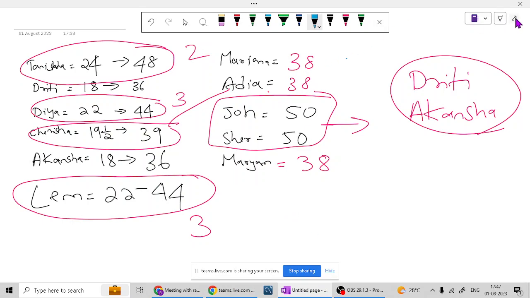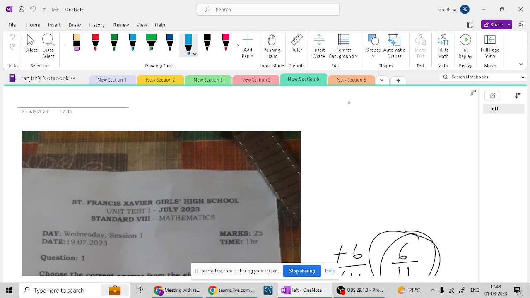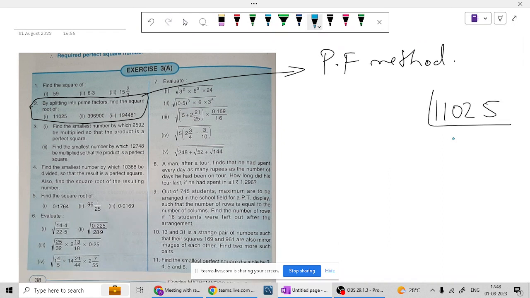First, we'll finish this. We'll continue with the second question. Joanna, did you get the answer for 11025? Yes, sir, I did. What's the answer? Sir, 5 into 5, 3 into 3, and 7 into 7. Okay, now what are the values? 5 into how many times? 2205. Right.